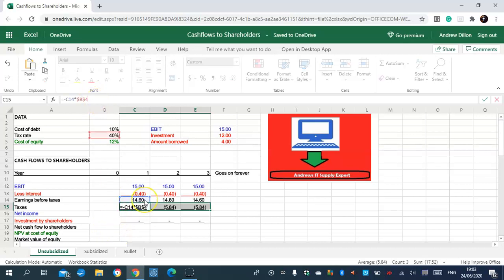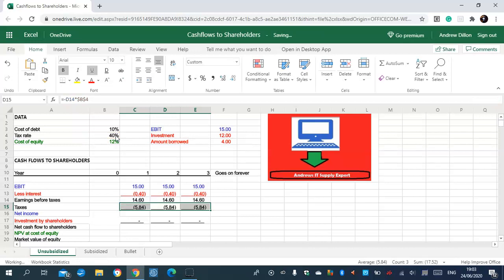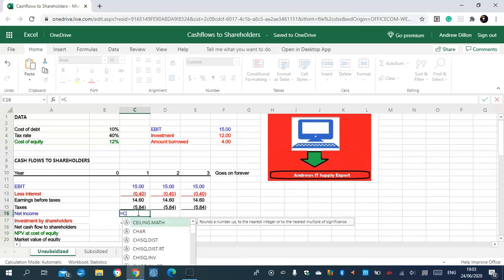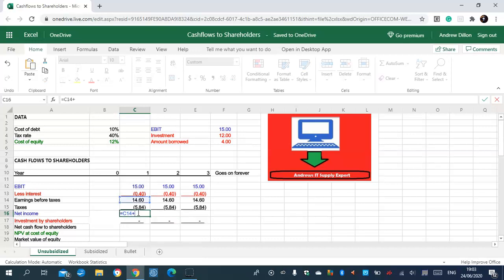So C4, earnings before taxes, multiply by the tax rate by dollar signs, so multiply by 40%. You get an accurate answer, which is €5.84. Okay, next one is the net income, which is another plus function. So it's earnings before taxes plus taxes. The answer will be €8.76.